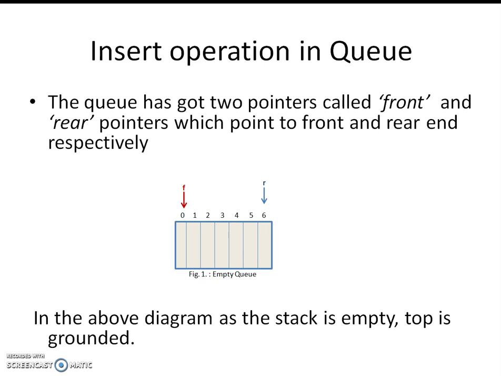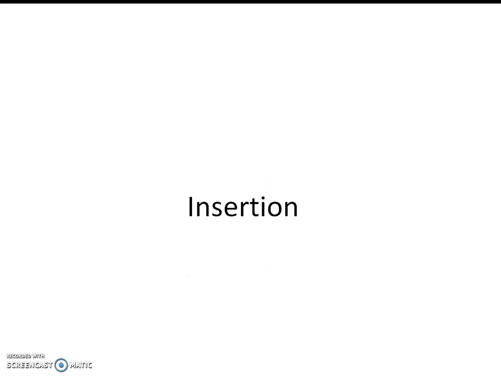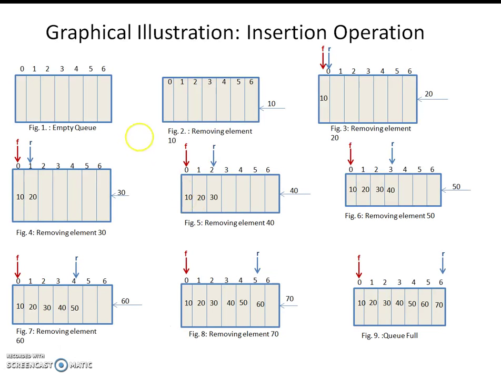To point these two ends, we have got two specific pointers called front pointer and rear pointer. Front pointer will point to the front end and the rear pointer will always point to the rear end respectively. So in the following diagram, you can see that there is a scenario in which this is a queue and the rear pointer is pointing to the rear end and the front pointer is pointing to the front end. So how do you do the insertion? That we are going to see now in a graphical illustration.